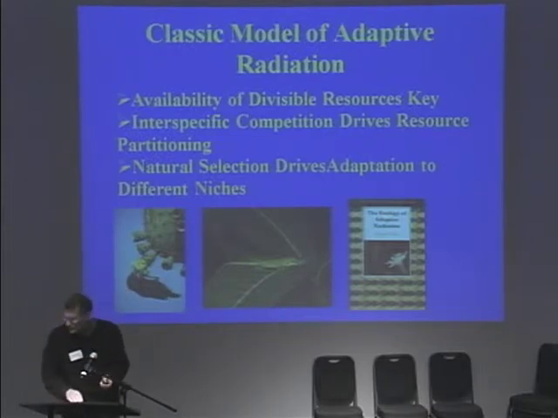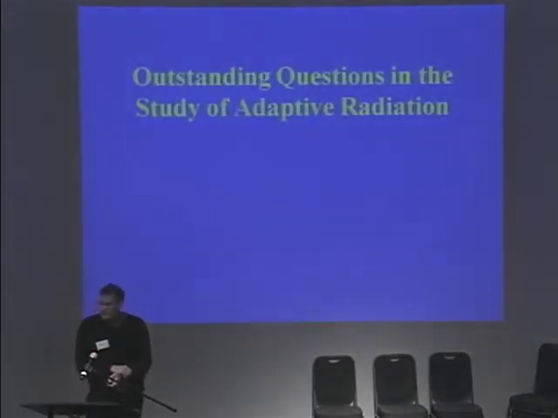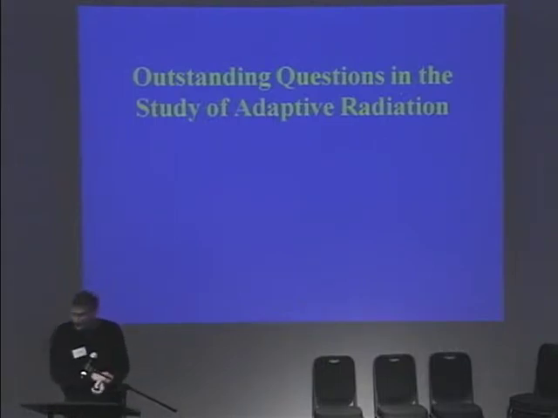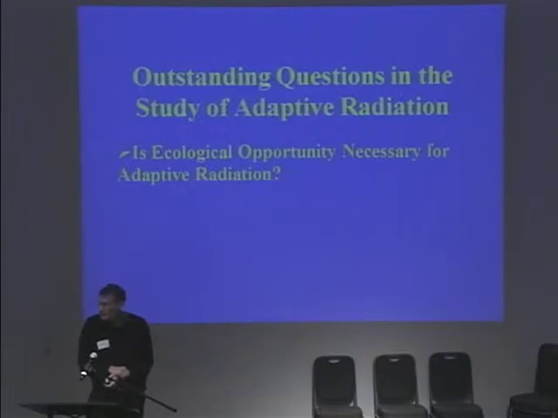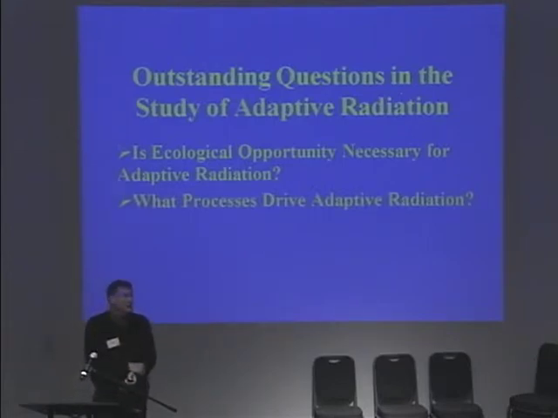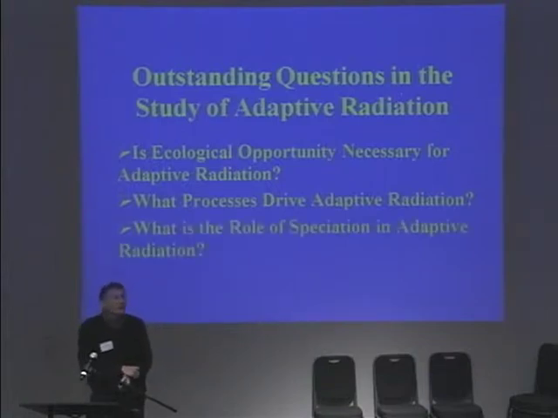So the question that I would like to spend the rest of the talk discussing is what's left to be learned. And in particular, I want to focus on three questions. First, is ecological opportunity necessary for adaptive radiation? Second, what processes other than interspecific competition might be important? And third, how does speciation fit into adaptive radiation? What is its role? So we'll start with the concept of ecological opportunity.